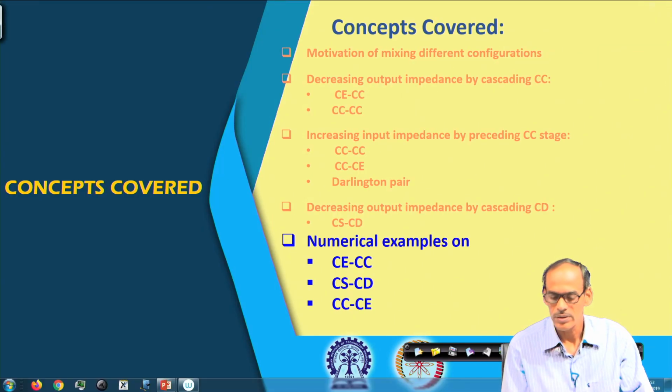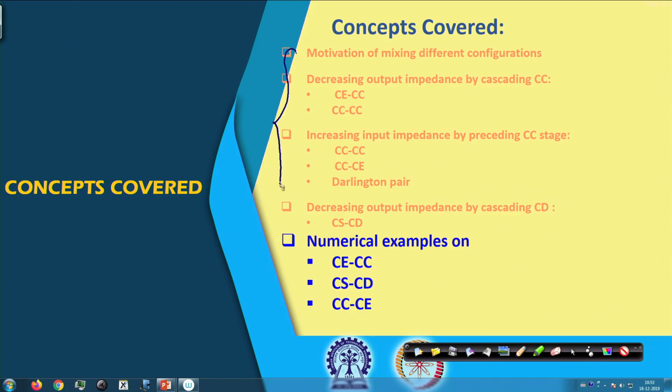So, here is the same summary. The concepts we have already covered, particularly the theoretical aspects of mixing different configurations, and we are going to discuss numerical examples particularly for CE followed by CC, a common collector stage, to enhance the bandwidth of the amplifier. Similarly, for the MOS counterpart, common source followed by common drain gives enhancement of the bandwidth. So, these two configurations are for bandwidth enhancement.